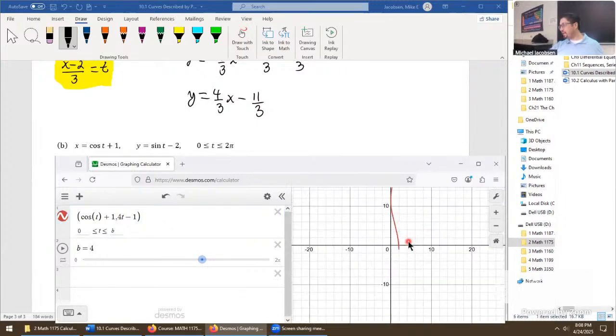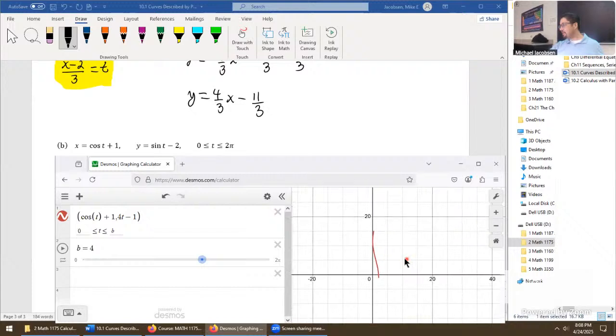Let me make sure we're zooming out well enough. Kind of a weird thing this one does. It just goes up like that. But this is based on what b is doing. We don't have the whole thing in there, so let's put in the second part, sine t minus 2.